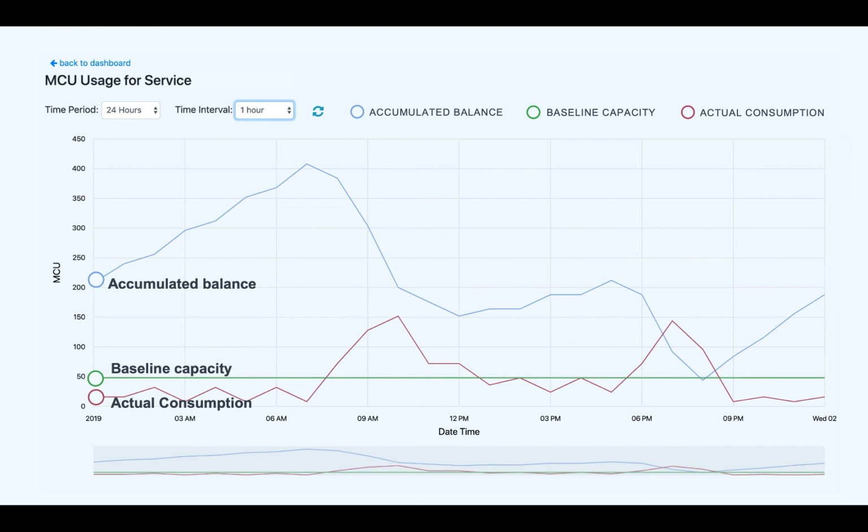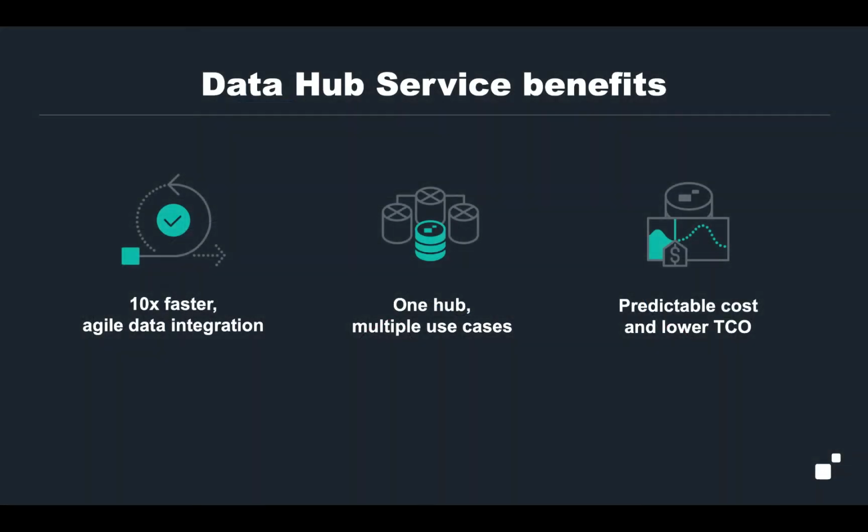You can access compute consumption graph of your service in the Data Hub Service portal. It helps you monitor utilization of free bursting. This concludes overview of the unique consumption-based pricing of Data Hub Service. To summarize, Data Hub Service delivers agile data integration for multiple use cases at a low predictable cost.